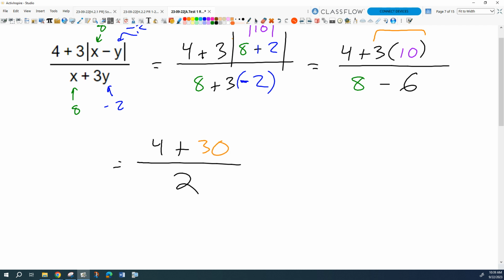And we end up then, if we just combine all the like terms on the top, we just get 34 over 2, which does simplify. What is that? 17. Okay, good. Does that make sense? Okay, all right.